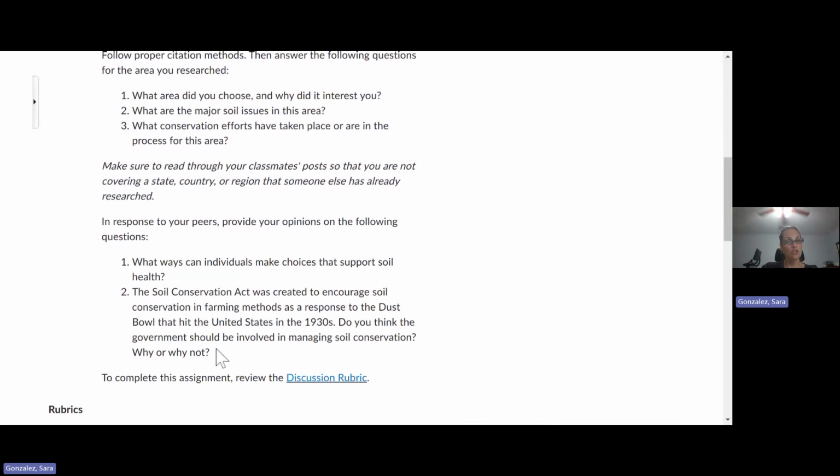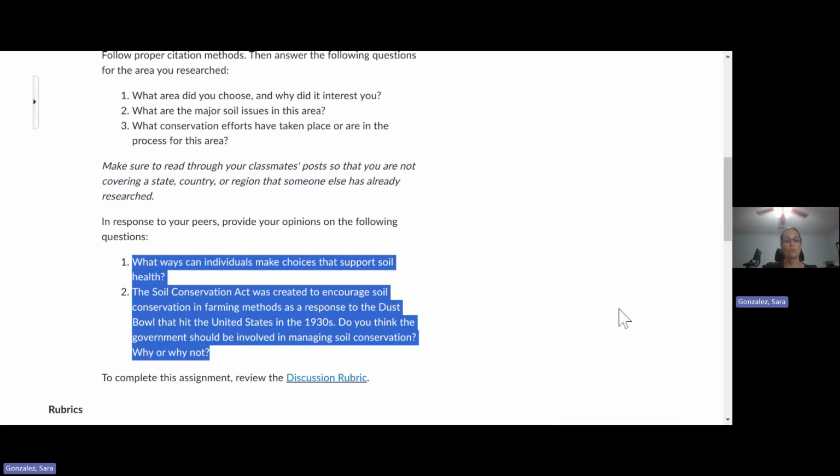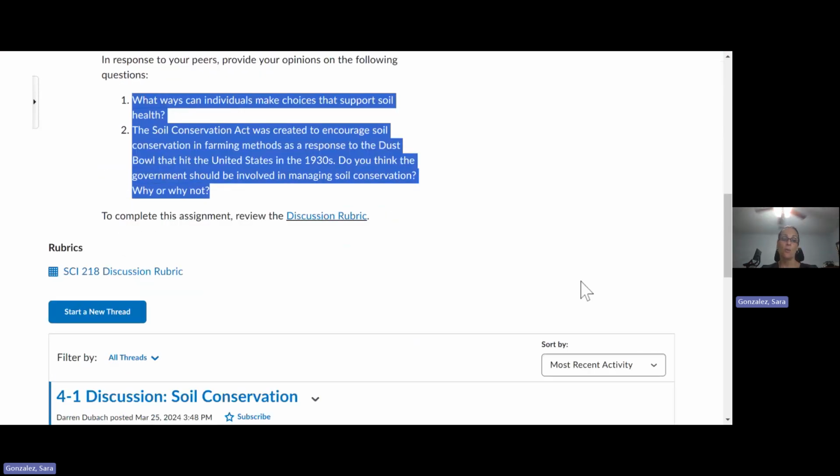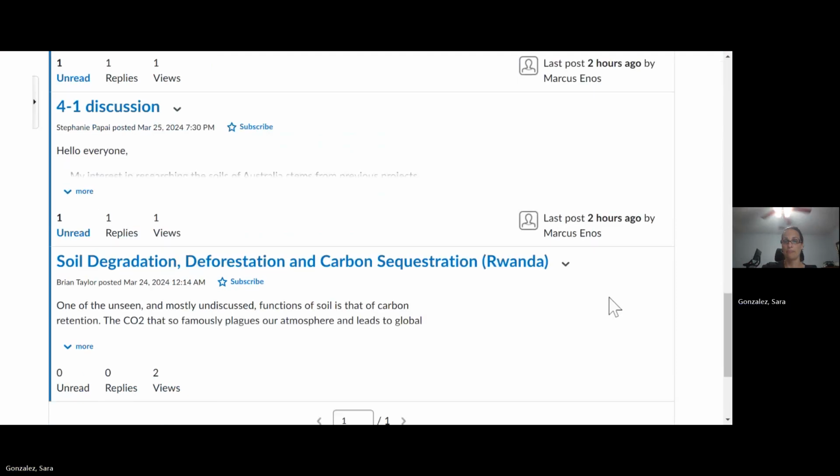And then when you respond to your classmates, go ahead and address these two prompts here. So what ways can individuals make choices that support soil health? And the Soil Conservation Act. This was created to encourage soil conservation, especially in agriculture and farming methods. So do you think the government should be involved in managing soil conservation?